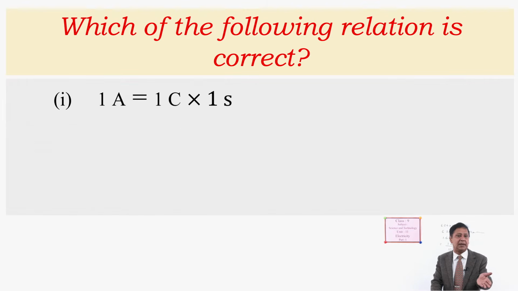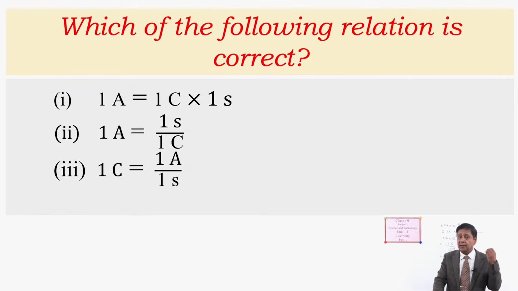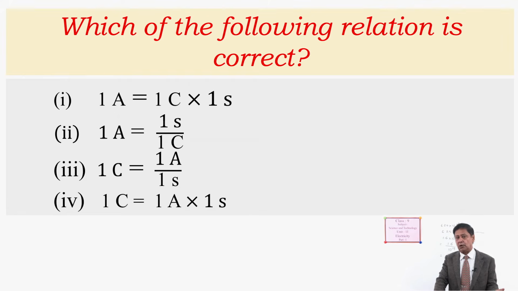Number 1, 1 ampere equal to 1 coulomb into 1 second. Is this correct? Or number 2, 1 ampere equal to 1 second by 1 coulomb. Which one is correct? Just think about this. I'll tell you the correct answer. Number 3, 1 coulomb equal to 1 ampere by 1 second, and number 4, 1 coulomb equal to 1 ampere into 1 second. Now we have to check each and every option and declare which one is correct.